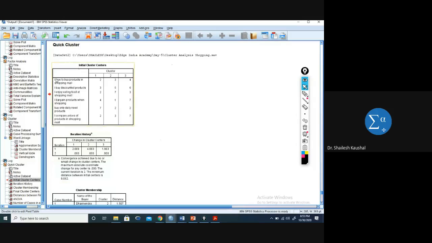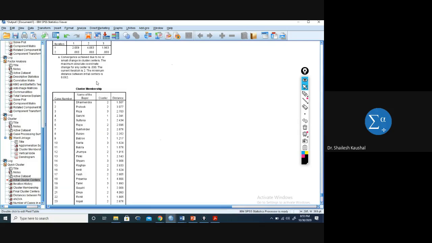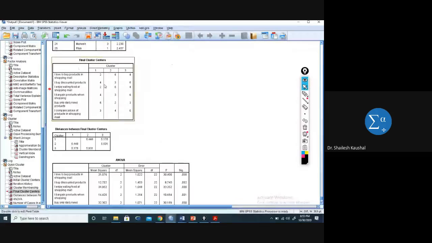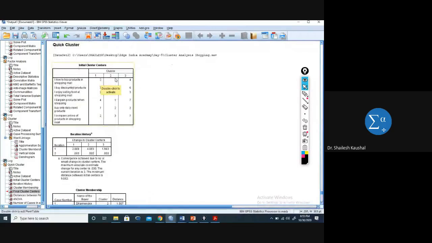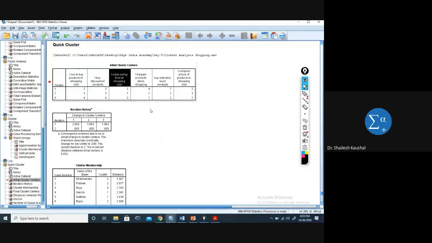Initial cluster center: basically there are two types, one is initial cluster center and the second is final cluster center. So we take the final cluster center. What is the meaning of the initial cluster center? Here I am using the pivot table, transposing rows and columns. Okay, so how to transpose the matrix? Pivot table, transpose rows and columns. Now it is easy to explain.